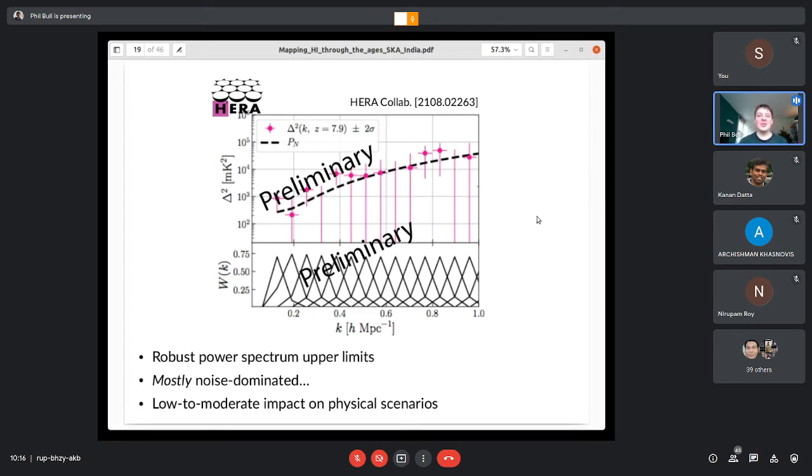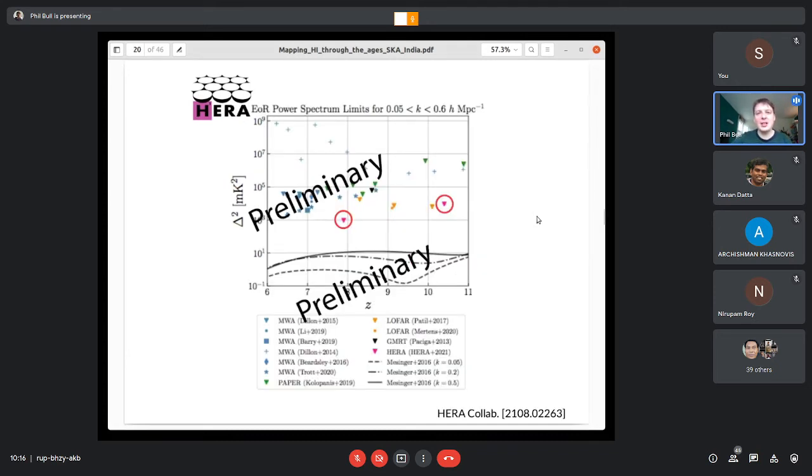What does this mean for physical scenarios? Well, our upper limit is I think pretty much the best at this redshift of about 8. So again, I can now remove these preliminary tags. These two pink points are our two different bands. We've got one measurement at a redshift of about 8, another at a central redshift of about 10.4. And you can see various other experiments plotted on here. And this is the delta squared power spectrum. So at this redshift of about 8, we currently have the most stringent upper limit with this data set. Which is pretty good.